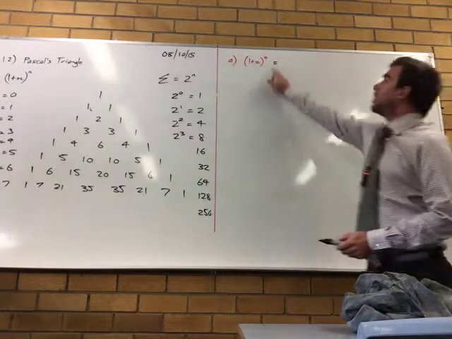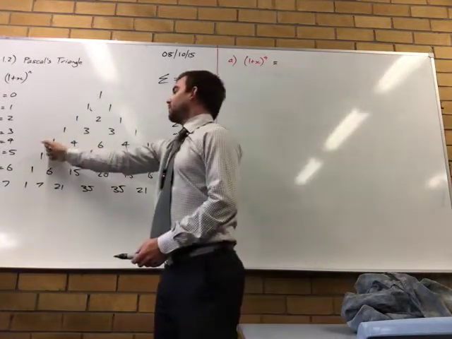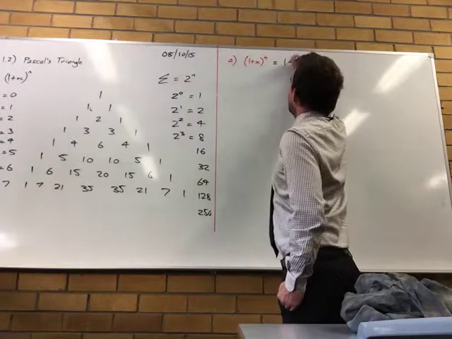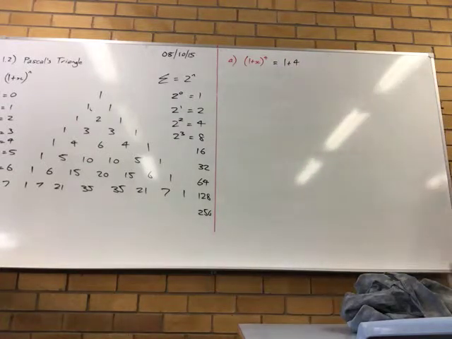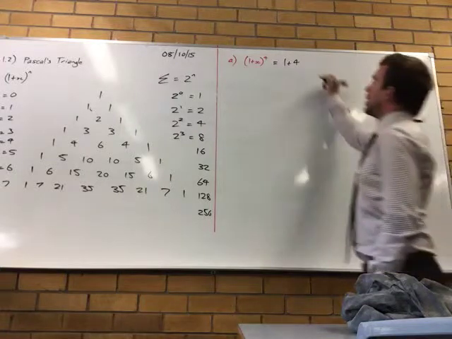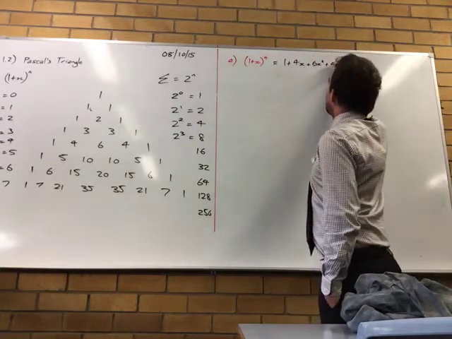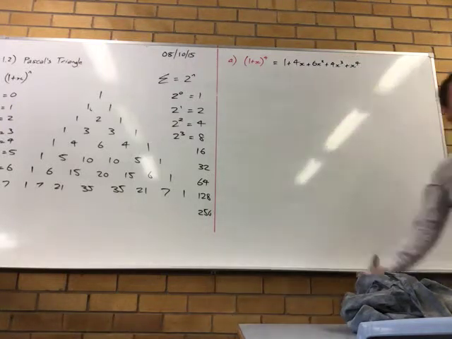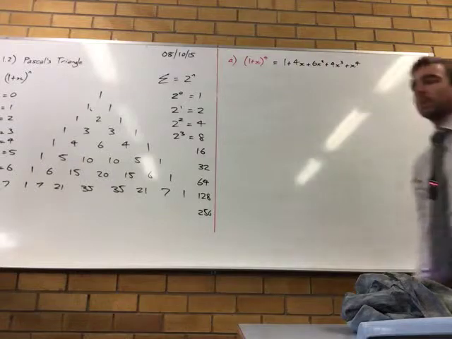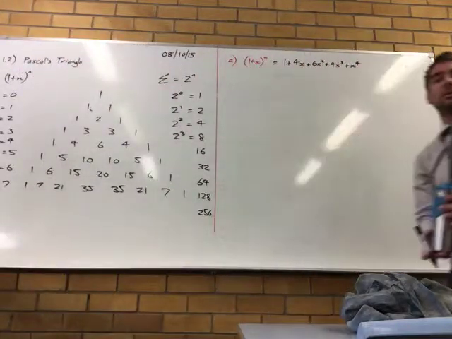So we need n equals 4, we need 1, 4, and as we go from left to right, we increase in powers of x. 1 + 4x + 6x^2 + 4x^3 + x^4. Okay, nice quick way to expand those when we work out the pattern using Pascal's triangle.